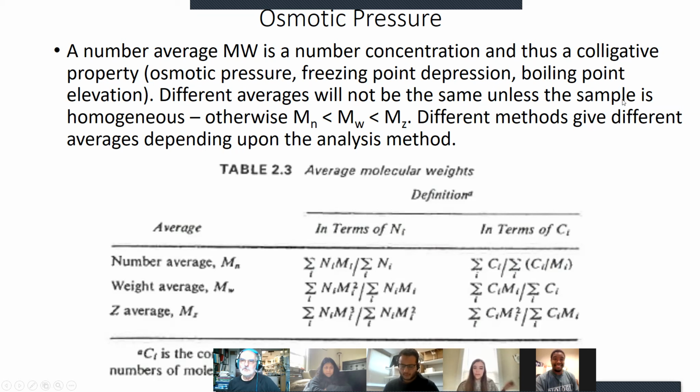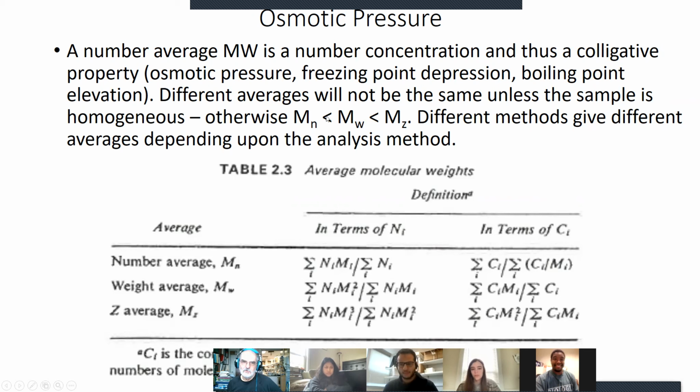So different averages will not be the same unless the sample is homogeneous. If it's really a single species, you'll get the same molecular weight. If it's a heterogeneous mixture, then the number average will be less, and the weight average will be less than the Z average, because it goes as the square of the molecular weight, or the molecular weight, or no molecular weight in the numerator. It changes the relative contribution by adding this square term in terms of concentrations, for example.